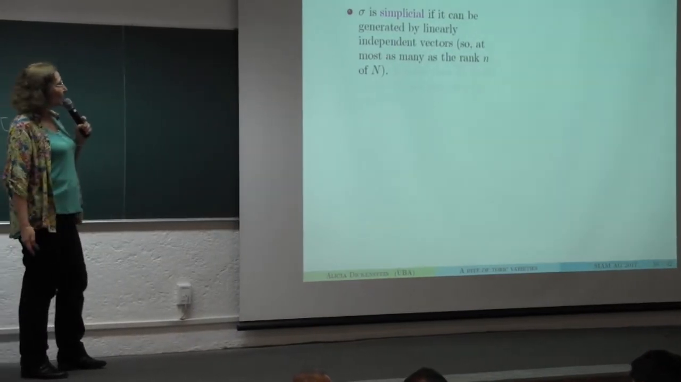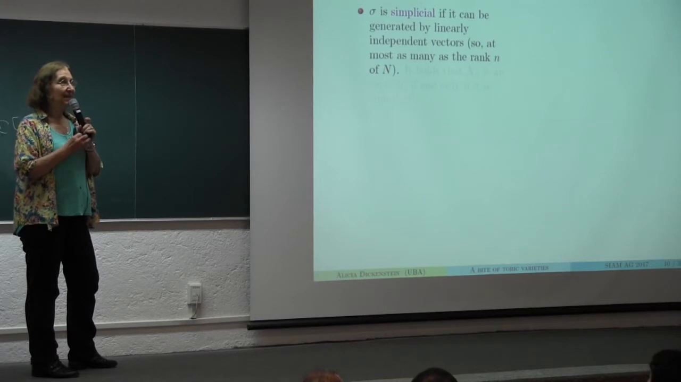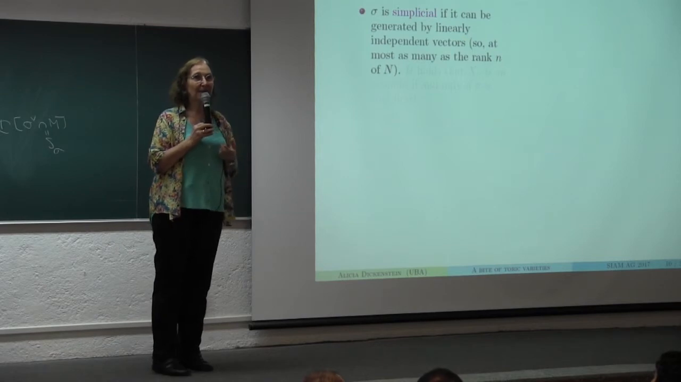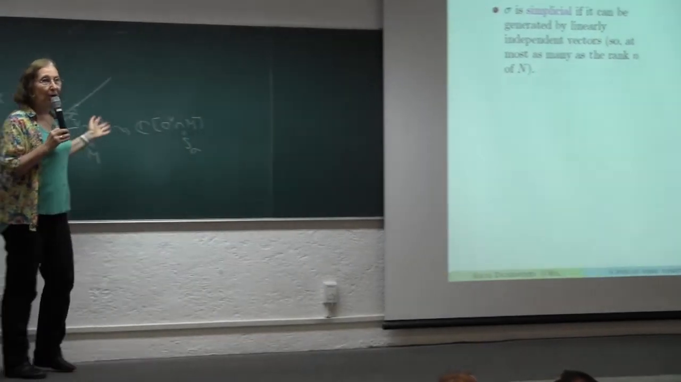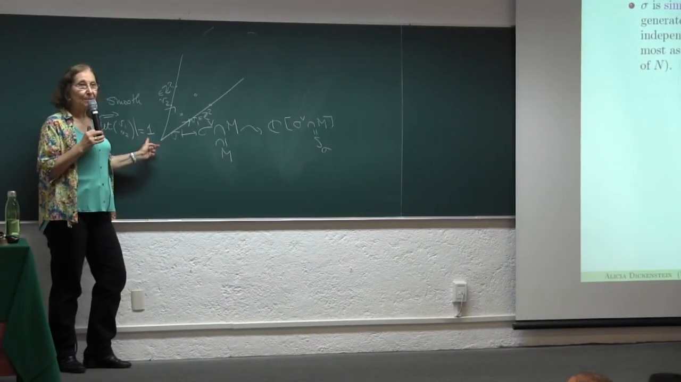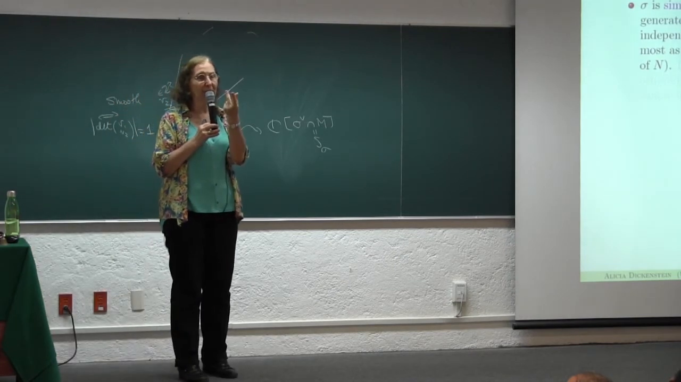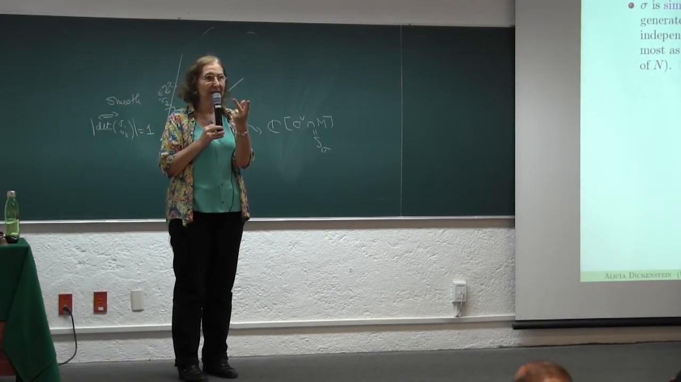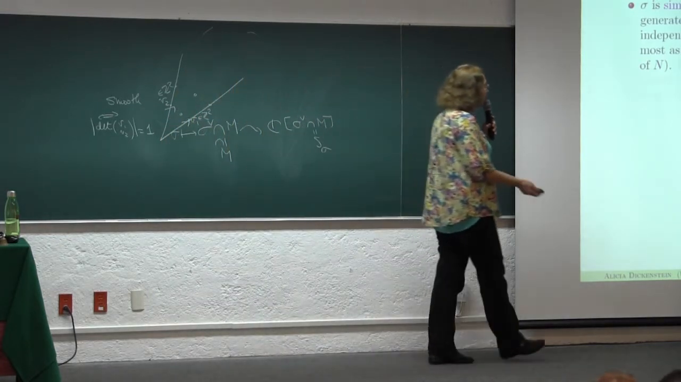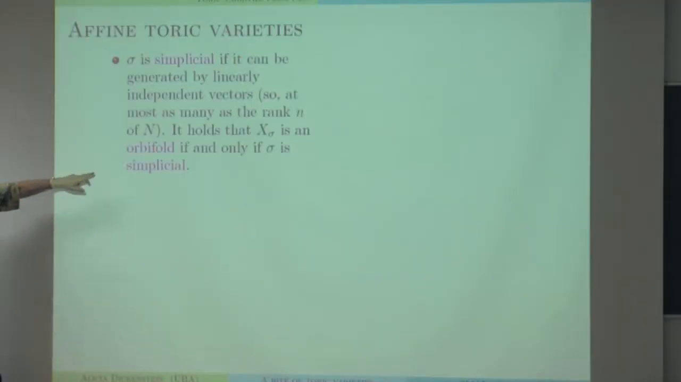Then this definition is simplicial, which is a little bit less than smooth. Simplicial means that it can be generated by linearly independent vectors. In the plane, any cone of dimension 2 is simplicial, but it's going to be smooth only when this determinant is 1. But in dimension 3, this is not simplicial. I need only 3 generators to have something simplicial. In dimension n, I need n generators if it's full dimensional. The cone is simplicial if and only if the toric variety is an orbifold. In fact, locally it is the quotient by a finite abelian group. We'll see a simple example of this.